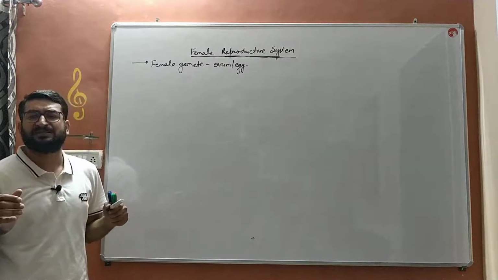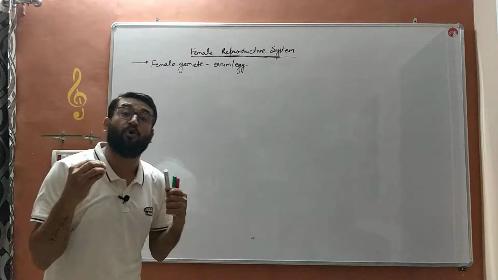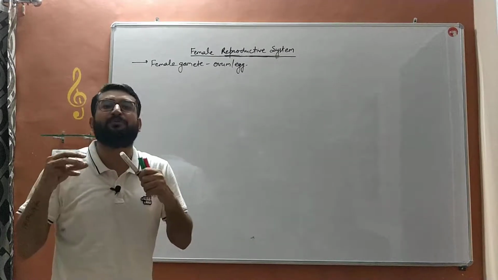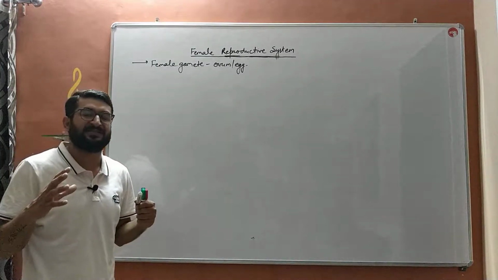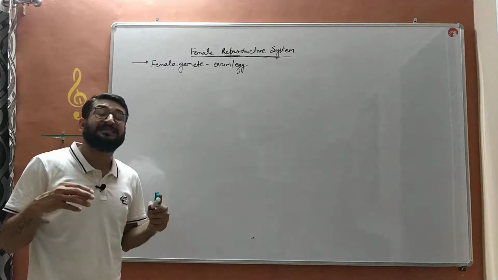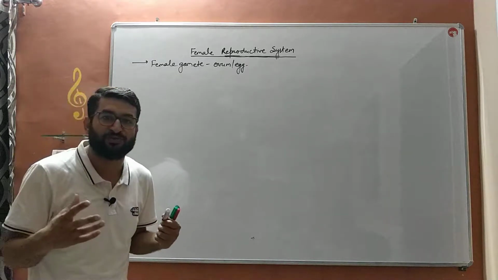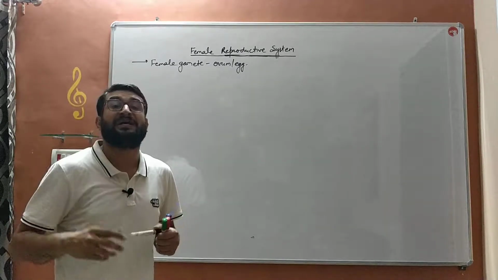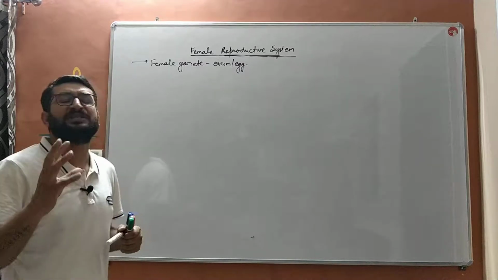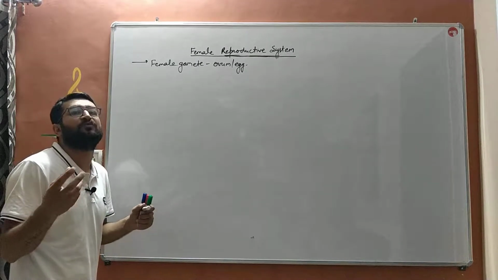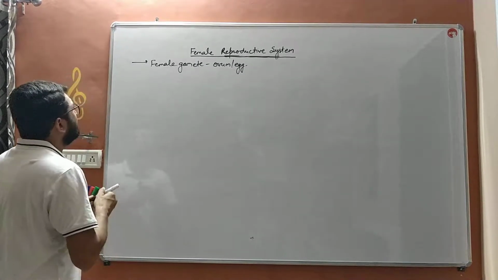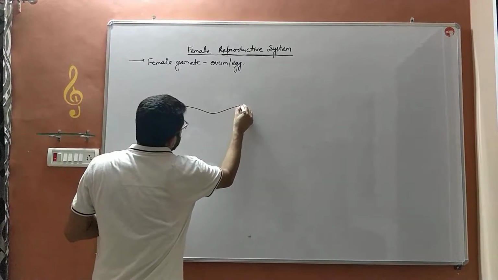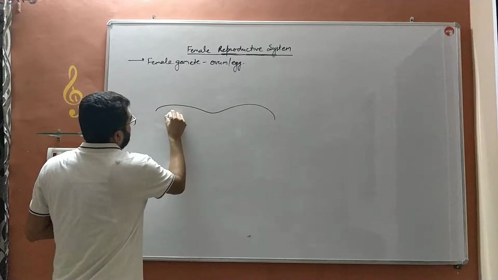Primary sex organs in the female reproductive system are ovaries. Why are they referred to as primary? Because they produce the female gamete, that is egg or ovum, as well as they secrete the female sex hormones, that is progesterone and estrogen, which are collectively known as estrogens. So these are the sex hormones which are released by the ovaries. Regarding the other parts, we'll draw the diagram of the female reproductive system and then discuss them one by one.